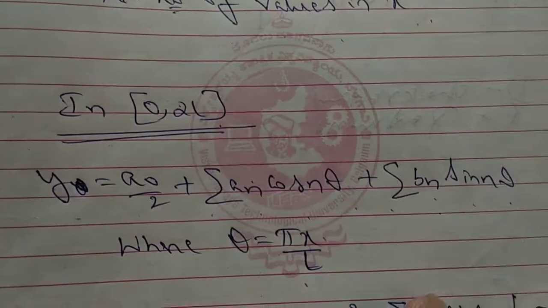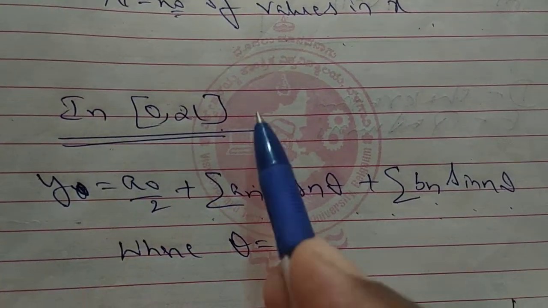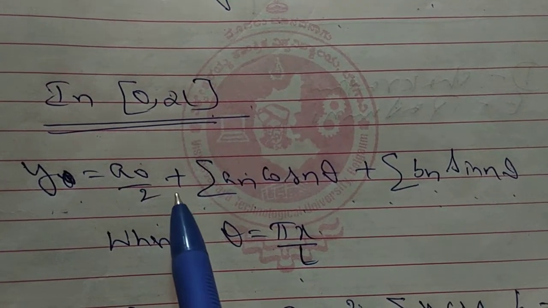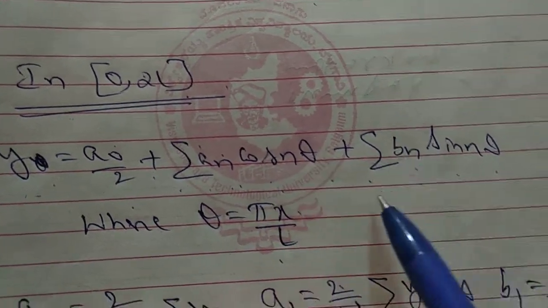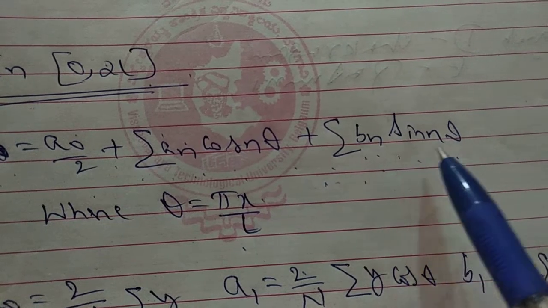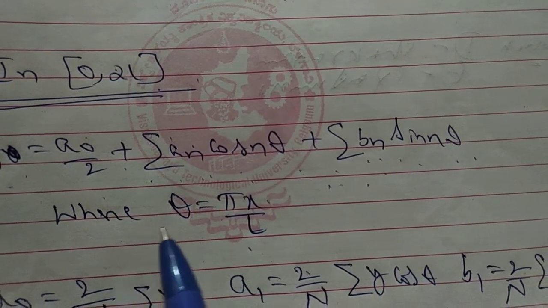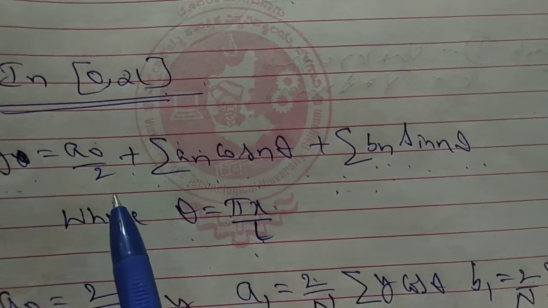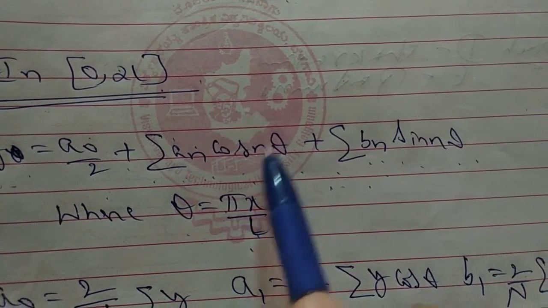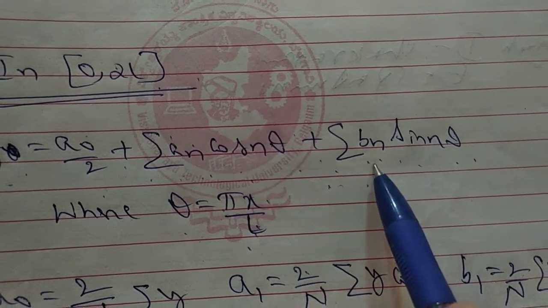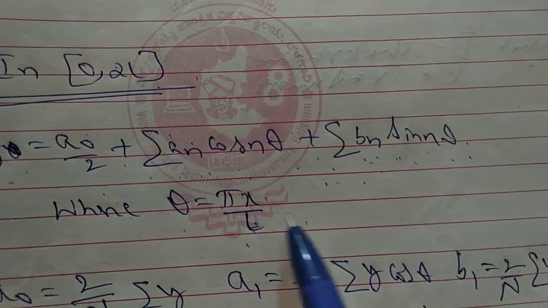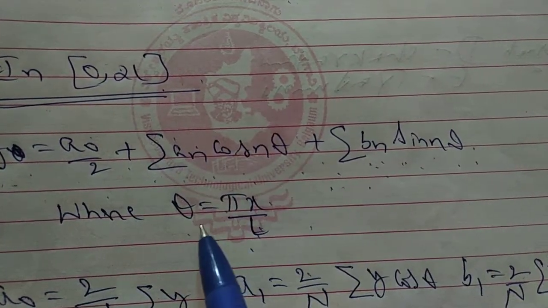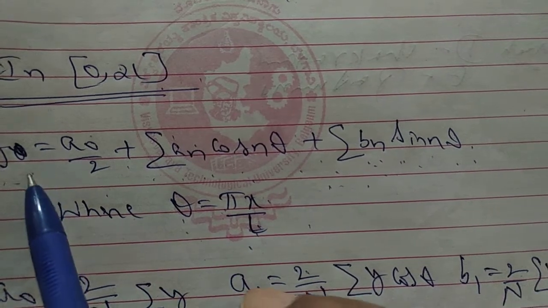Similarly, in the interval 0 to 2L, what is the formula for Fourier series? y is equal to a naught by 2 plus summation of a n cos n theta plus summation of bn sin n theta. Here you take theta is equal to pi x by L. Then you get y is equal to a naught by 2 plus summation of a n cos n pi x by L plus summation of bn sin n pi x by L. This is in the interval 0 to 2L, which is why we have taken pi x by L is equal to theta. Then we get this formula.